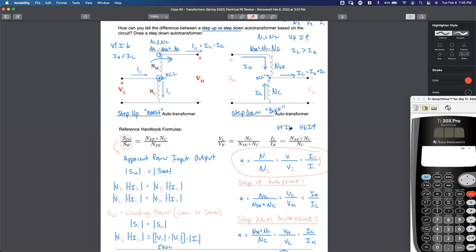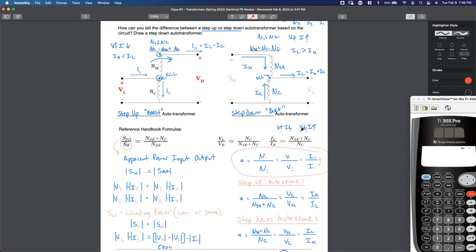Voltage goes up, current goes down. Voltage goes down, current goes up. So my current subscripts are going to be in the opposite placement compared to my voltage subscripts. We know our voltage subscripts are going to match our turn subscripts, right? A is equal to the ratio of N1 over N2, equal to the ratio of V1 over V2. Here's the trick. We're going to flip-flop, equal to the ratio of I2 over I1.